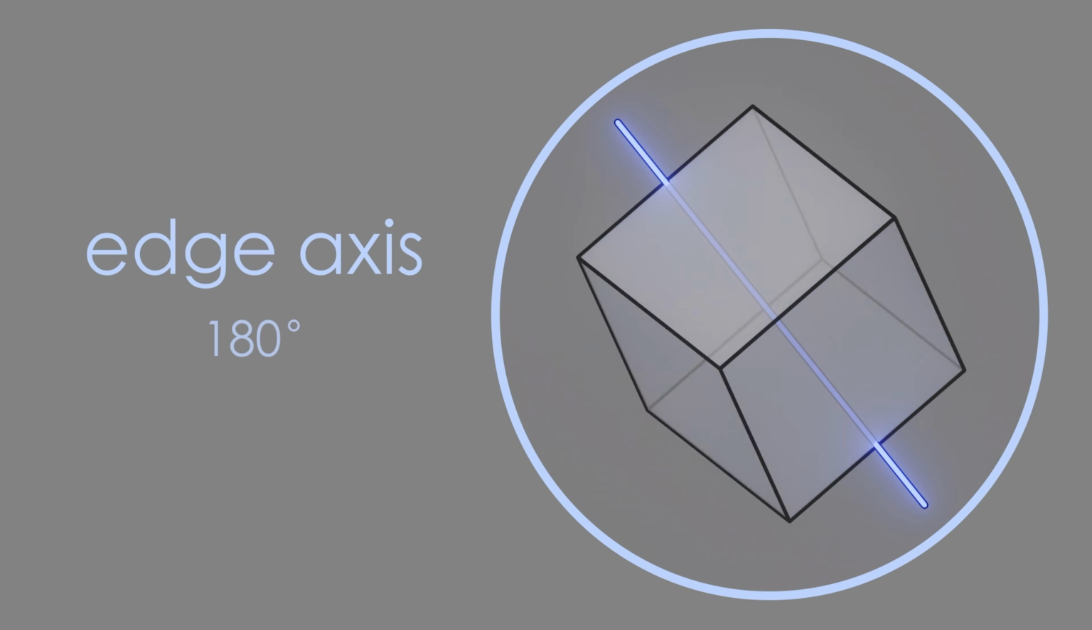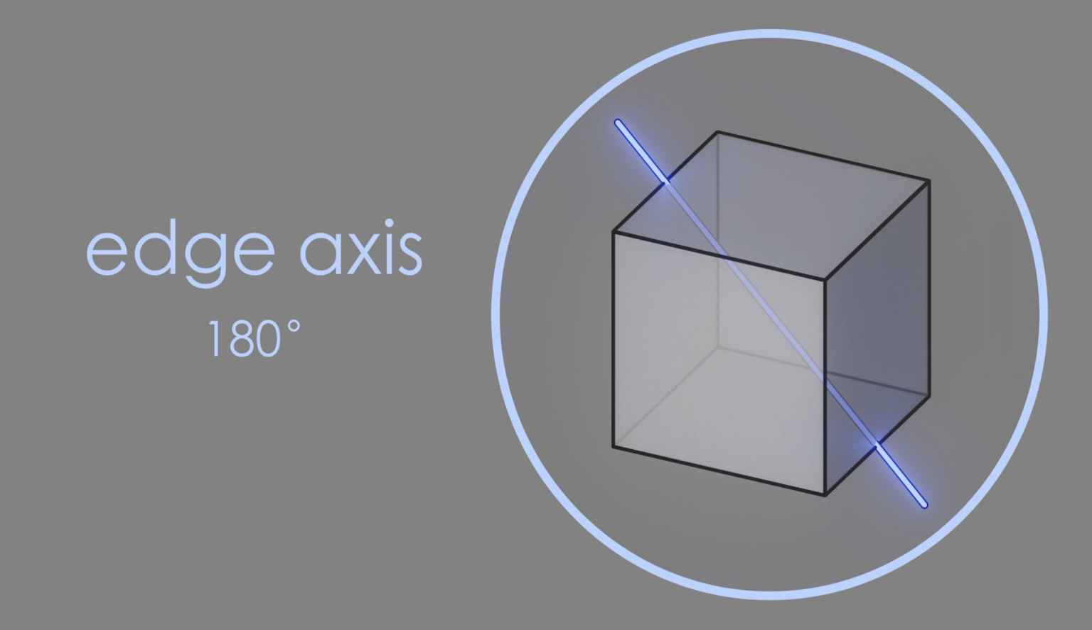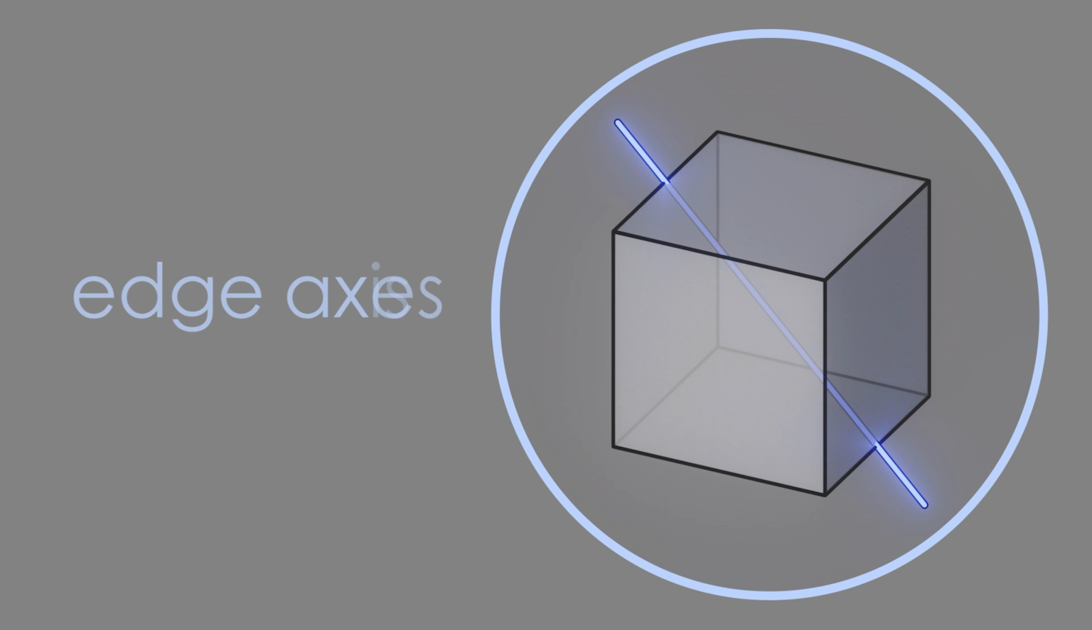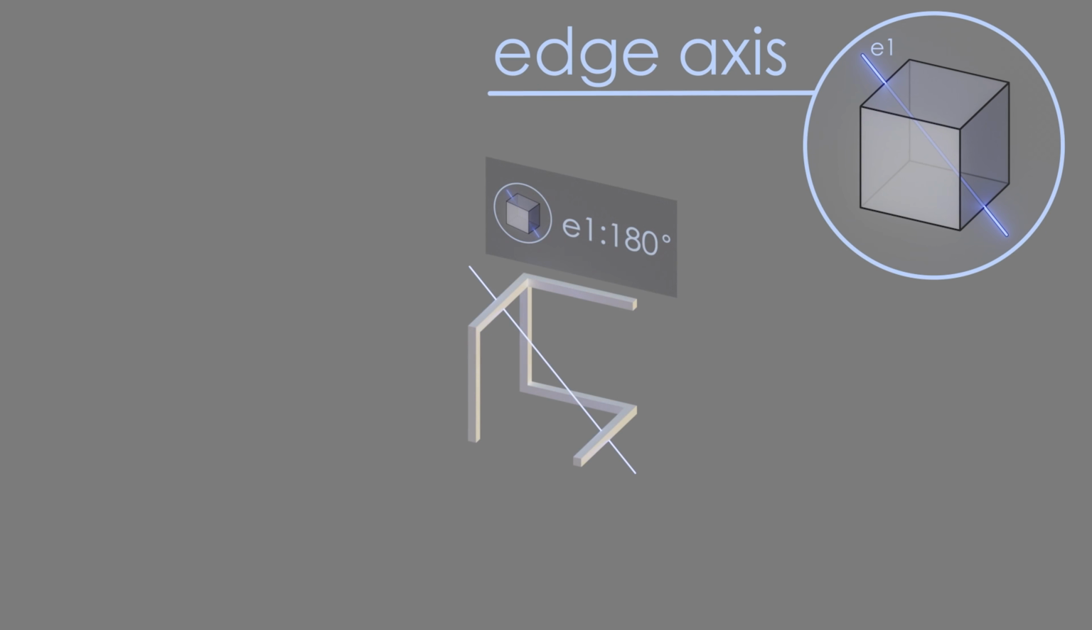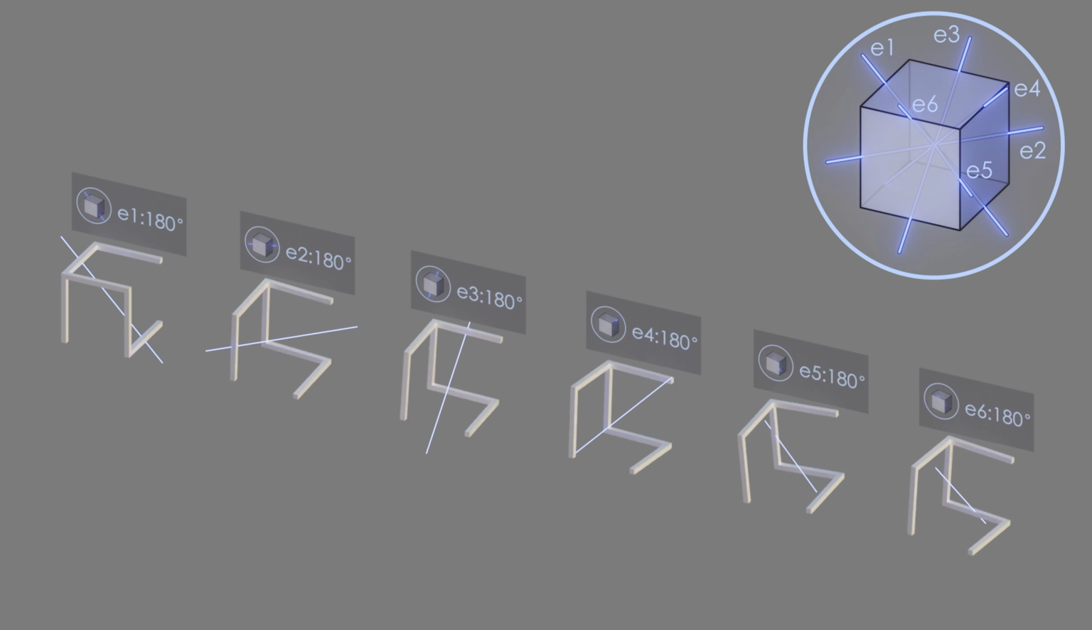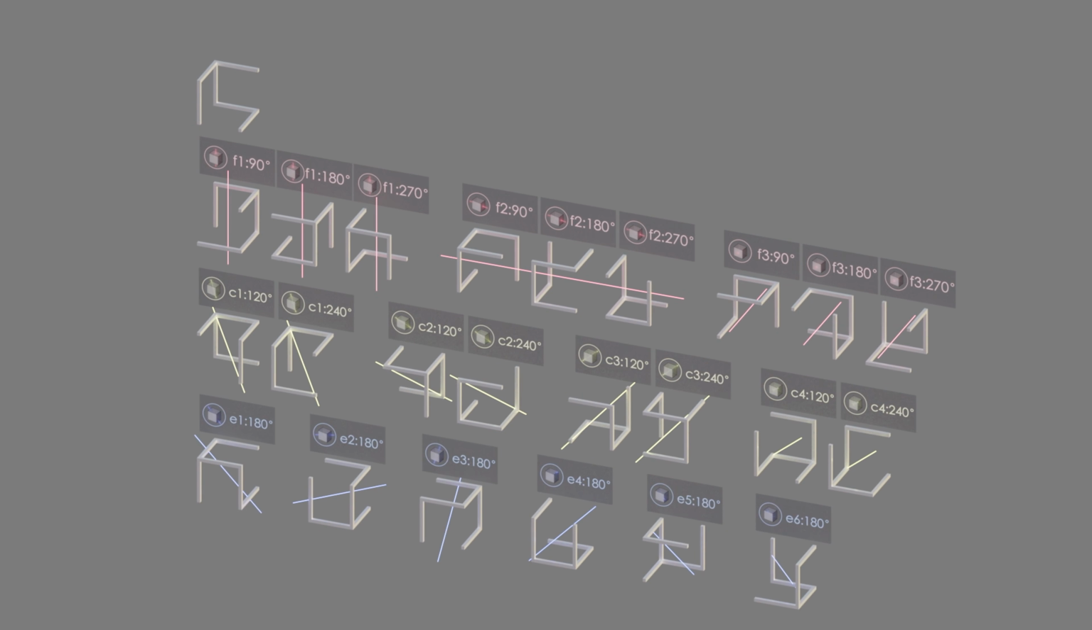And at last, it is also possible to run an axis between diagonal edges and give the cube a 180-degree spin. The 12 edges of the cube pair off to make 6 of these axes, which we'll label like this. Here's a new cube orientation we can get from spinning around E1, and here are the rest. With 6 cubes from the edge axes, 8 from the corner axes, and 9 from the face axes, we end up with 23 distinct orientations of the cube.